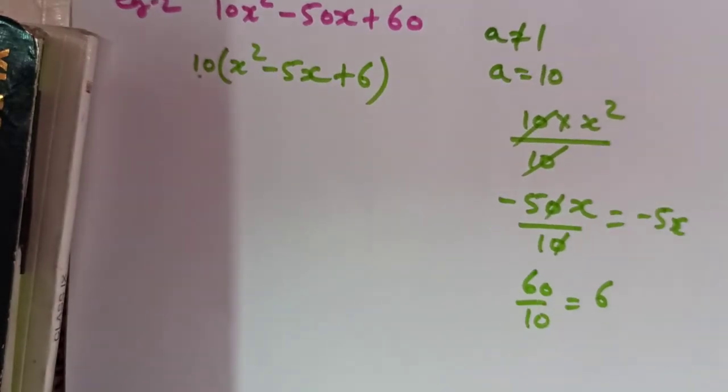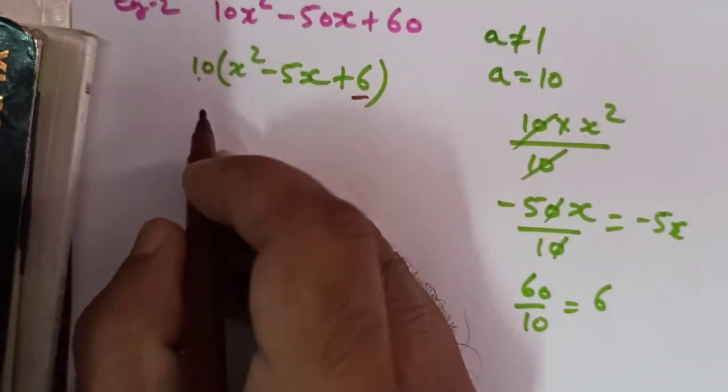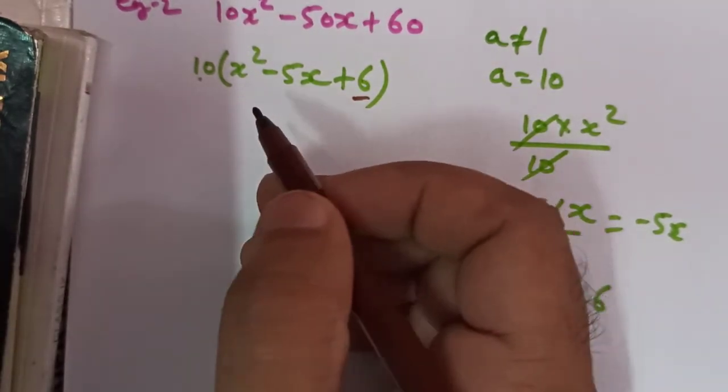So once we have taken 10 as common, we have got the polynomial P(x) as the product of 10 multiplied by x square minus 5x plus 6. Now we will see the constant term. We have got the constant term as 6. Now we can simply find out the factors of 6.